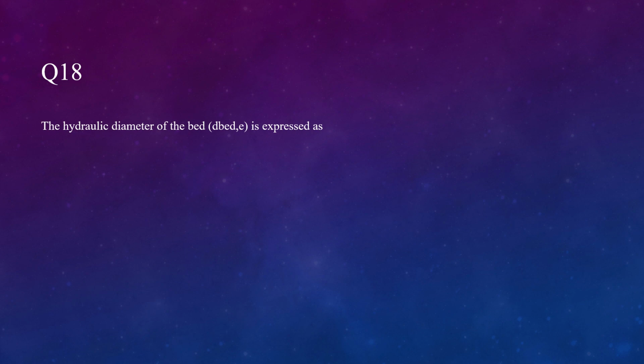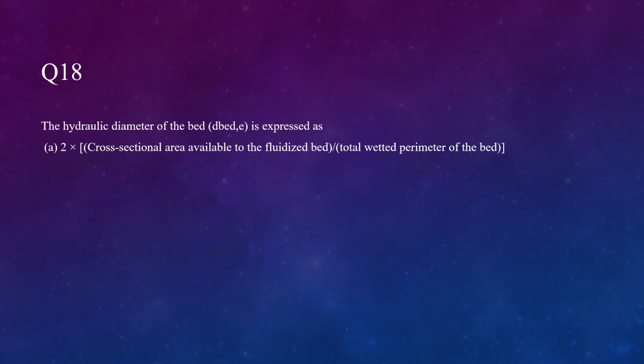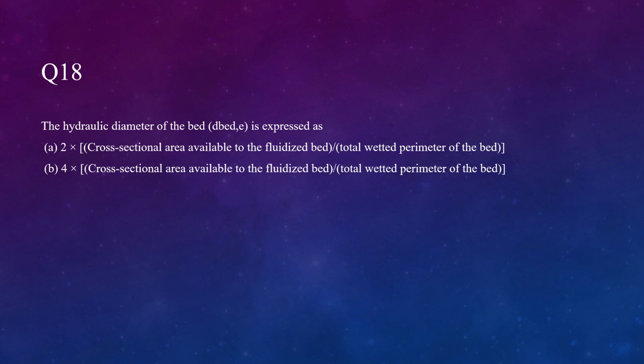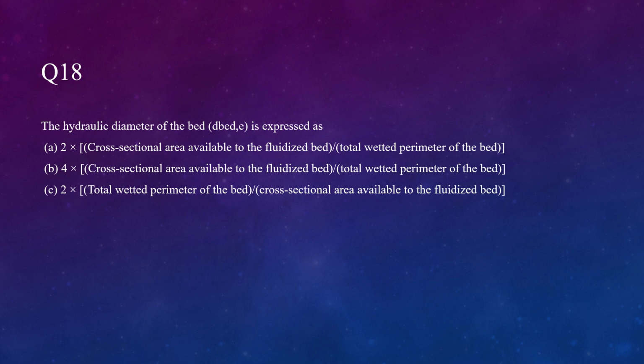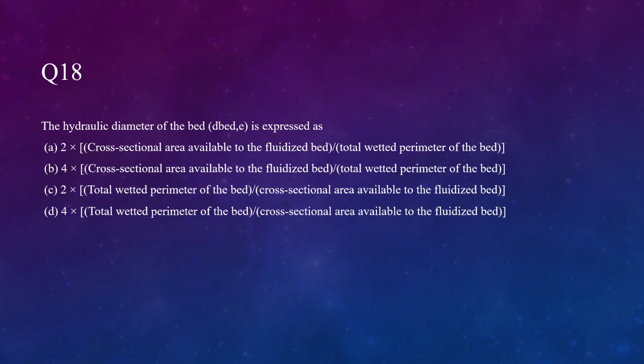In question 18, it is asked that the hydraulic diameter of the bed is expressed as 2 into cross-sectional area of bed available to the fluidized bed by total wetted perimeter of the bed, 4 into cross-sectional area of the bed by total wetted perimeter of the bed, 2 into total wetted perimeter of the bed by cross-sectional area of the bed, or 4 into total wetted perimeter of the bed by cross-sectional area of the bed. So basically these two are the original options and these two are the inverse options.